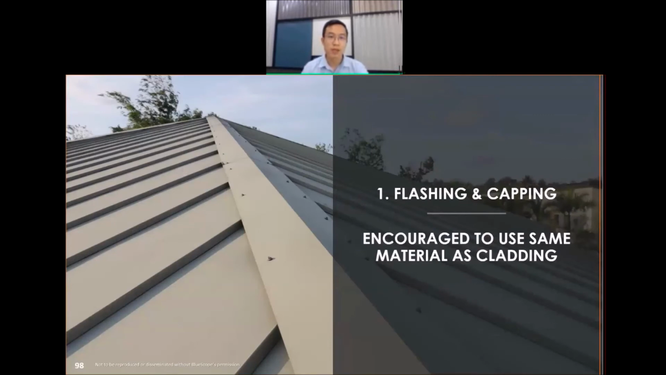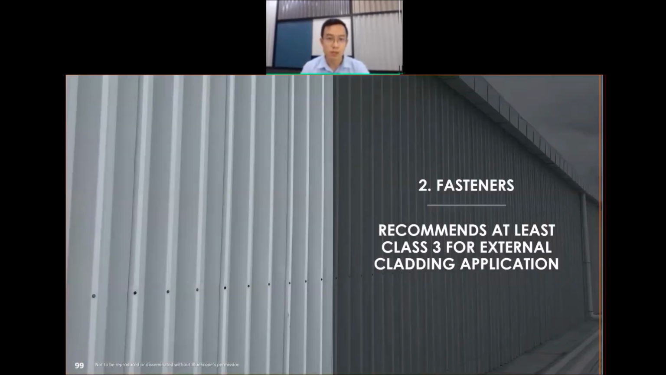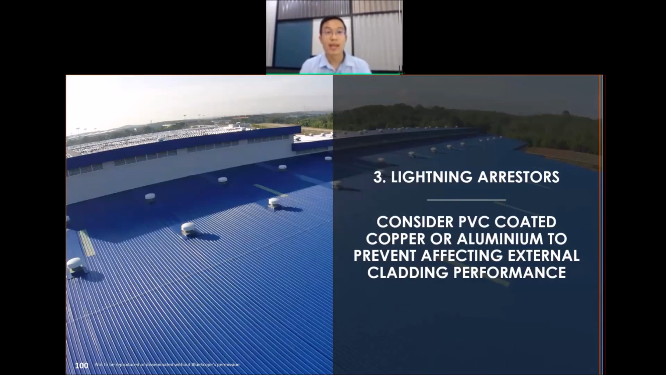Okay, so to summarize today's topic, the first point is flashing and capping. We encourage you to use the same material as your cladding, to give you a much more consistent result. The second one is on fasteners, where we recommend at least class 3 fasteners, and you should insist on class 3 for external cladding applications, so that it is not the weakest point for your cladding. And the third point is on lightning arrestors or conductors, where you can consider PVC coated copper or even aluminum to prevent any types of bimetallic or galvanic reaction.